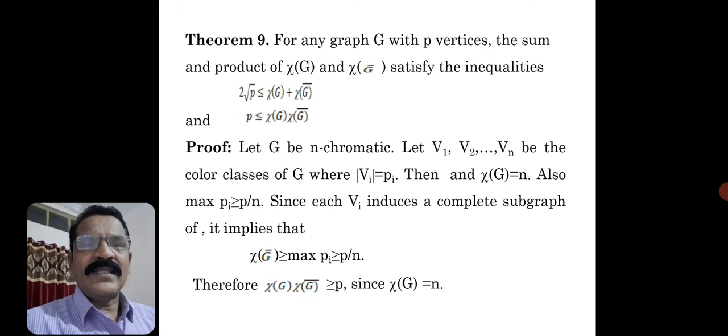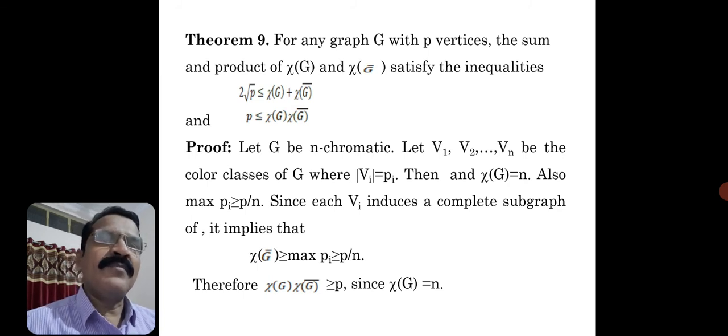Now, let us consider what is the result. For any graph G with p vertices, the sum and product of the chromatic number of G and the chromatic number of its complement G bar satisfy the inequalities. That is, 2 times square root of p is less than or equal to the chromatic number of G plus the chromatic number of G bar. This is one result.